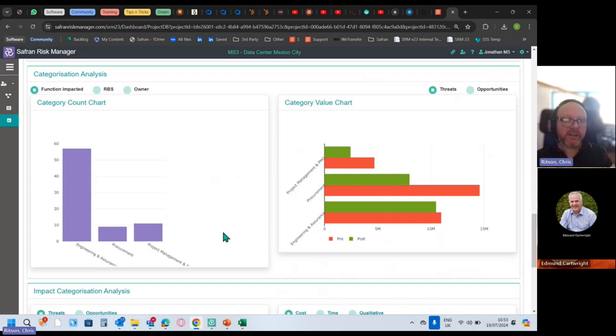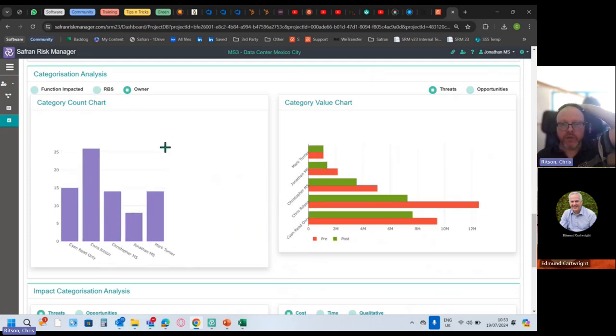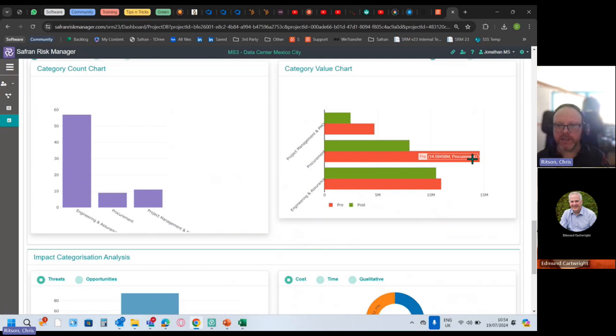Right. Categorization analysis. This is a pretty handy widget. So what we're looking at now is a simple count of risks categorized by certain risk breakdown structures, or who the owner of the risks are, or which function is being impacted, and then a handy summary of the pre and post mitigated exposure against those categories. So procurement here only has 9 risks identified, but procurement has the greatest pre-mitigated exposure. And so that's telling us something.